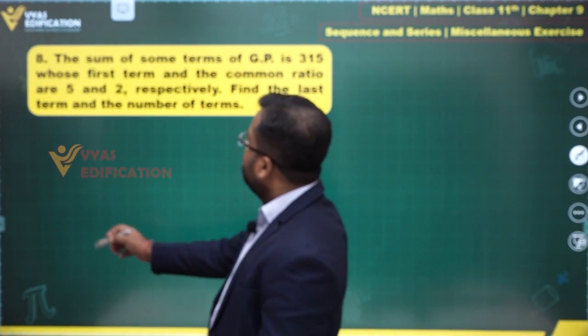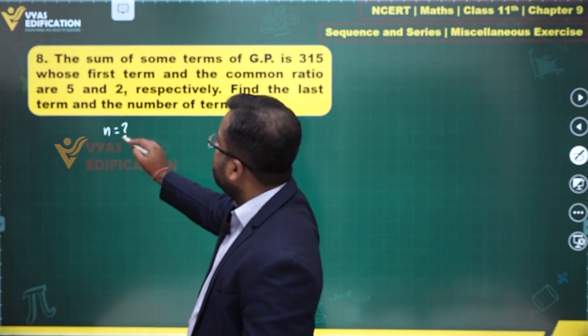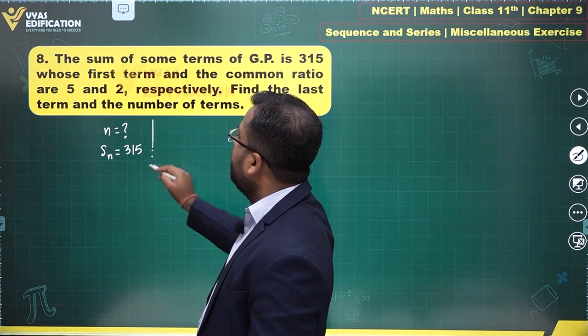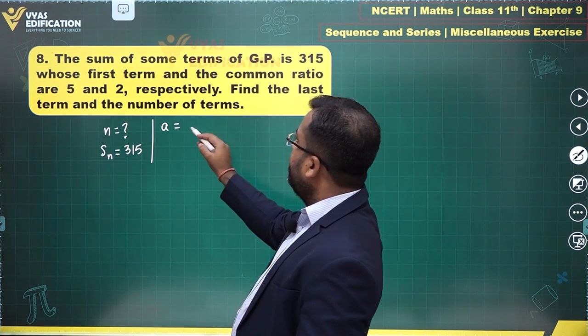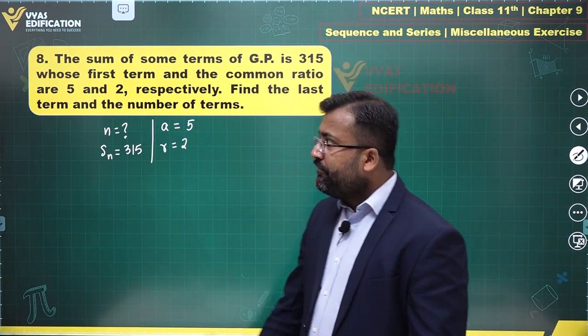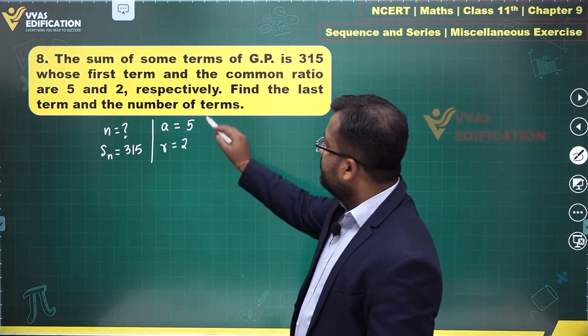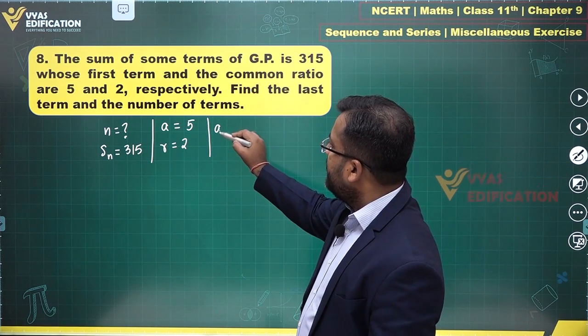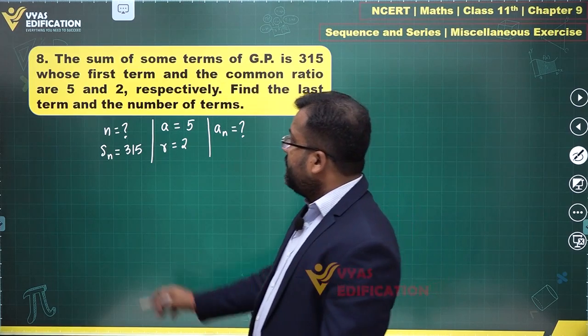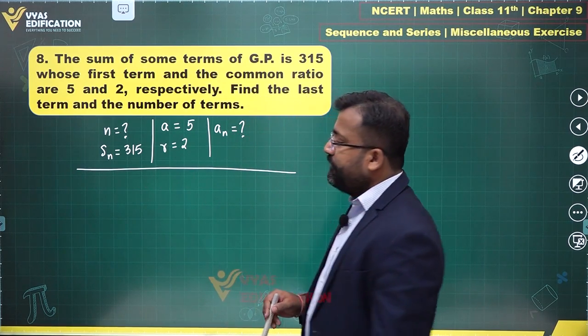Okay. So n is equal to question mark. That's what is known. Sn is 315. That is given. A is first term and the common ratio. A is 5. Common ratio is 2. That's also given, right? Find the last term. So we are supposed to find the number of terms as well as the last term. That's the complete information of the question here.